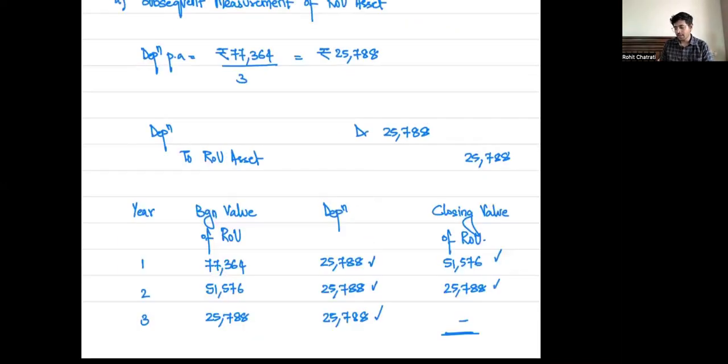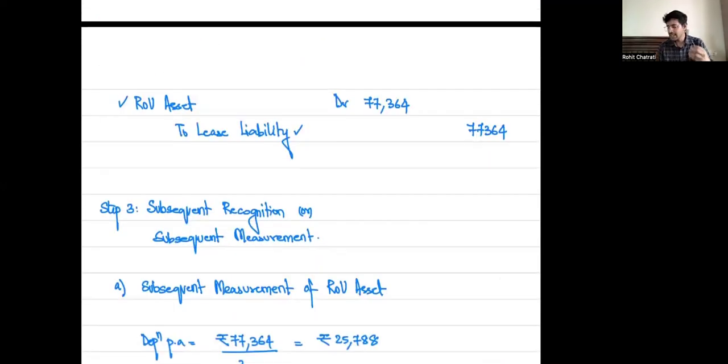If you think of it, lease liability is actually similar to a borrowing. The right of use asset was similar to a fixed asset, and lease liability is similar to a borrowing. Remember, the discount rate we used was a borrowing rate, right? Just like how you recognize interest on borrowings, you also have to recognize interest on lease liability.